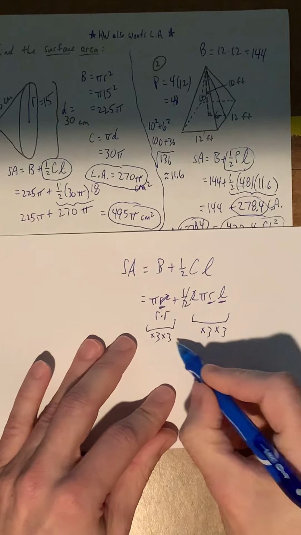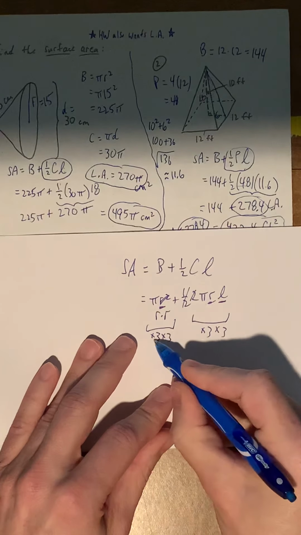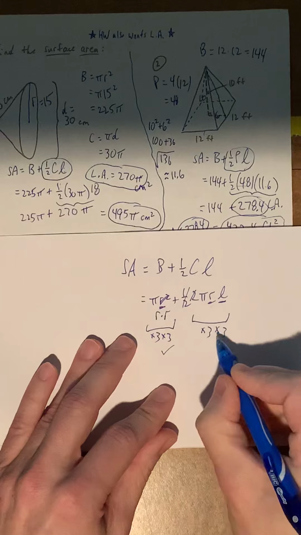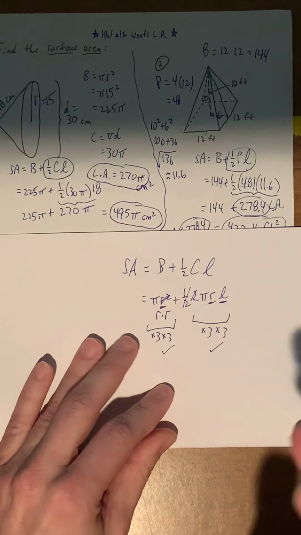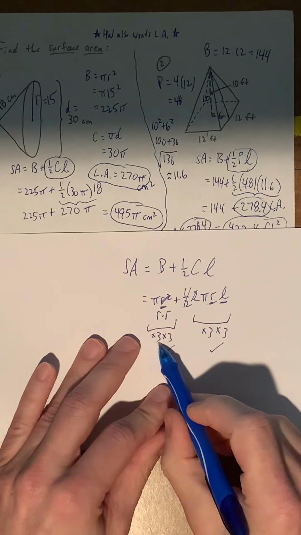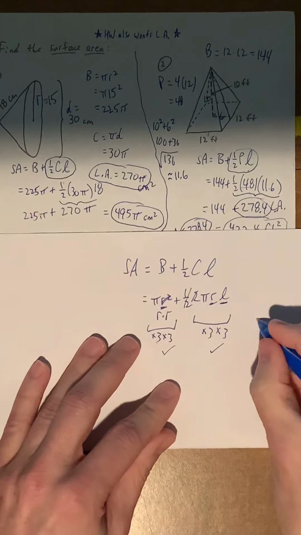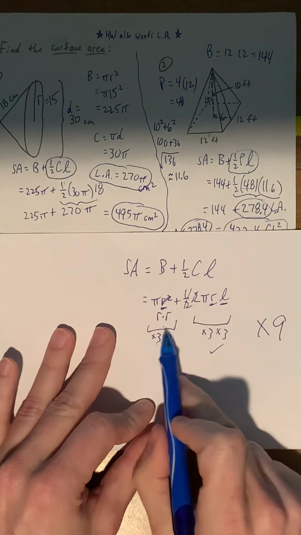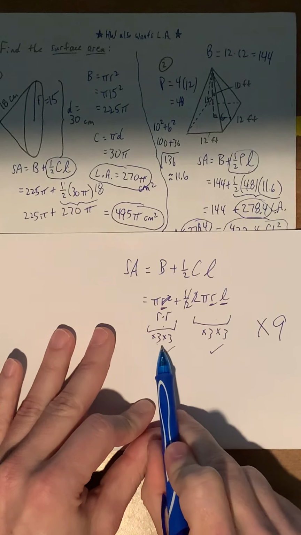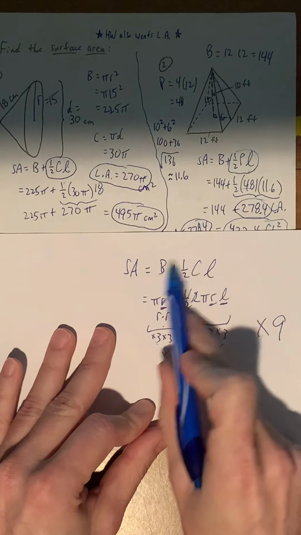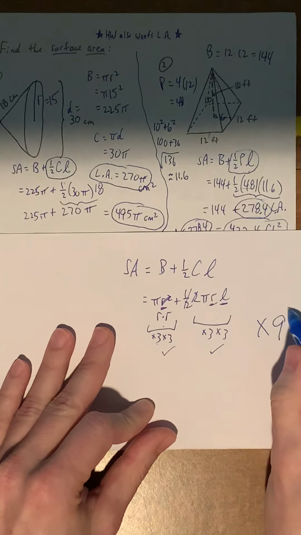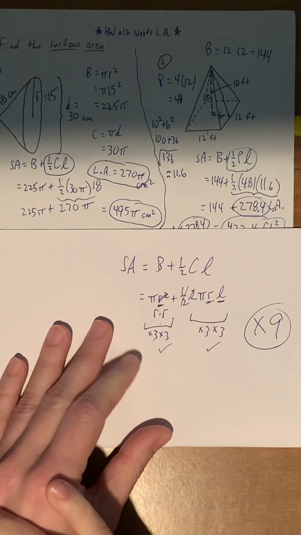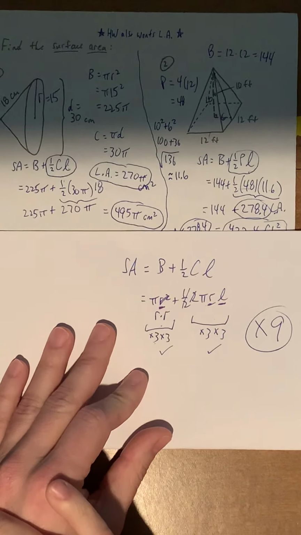Now notice how both of these are consistent. Times 3 times 3, same as times 3 times 3. That's good. Because what's 3 times 3? 9, right? So since both of these parts of the formula are both being multiplied by 9, the whole thing's being multiplied by 9. And that's going to be your answer for part A. Okay?